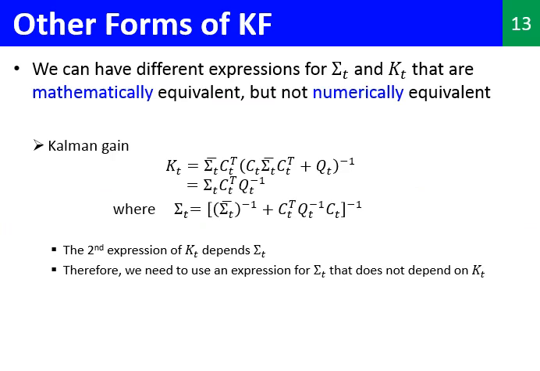In the Kalman filter algorithm, we can actually have mathematically equivalent expressions for covariance sigma t and the Kalman gain K t. However, they can differ numerically when we actually calculate it due to finite precision arithmetic. So for the Kalman gain, we can have this expression instead of the one we already had. But you can see that this one contains sigma t, which is an output. So sigma t should also be calculated differently without using the Kalman gain.